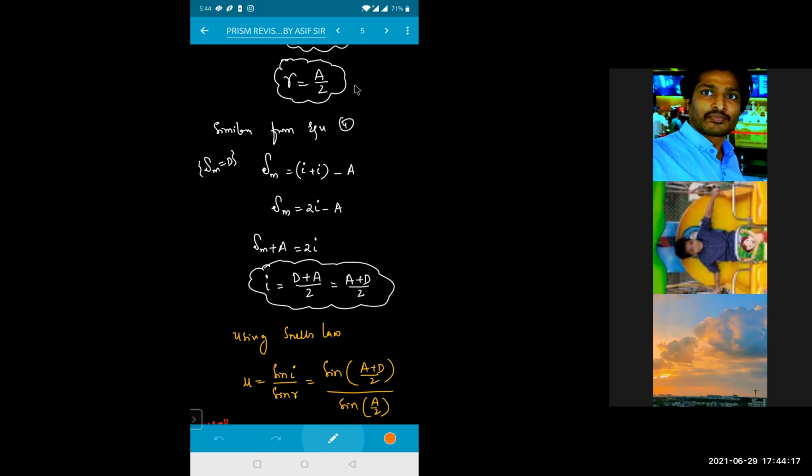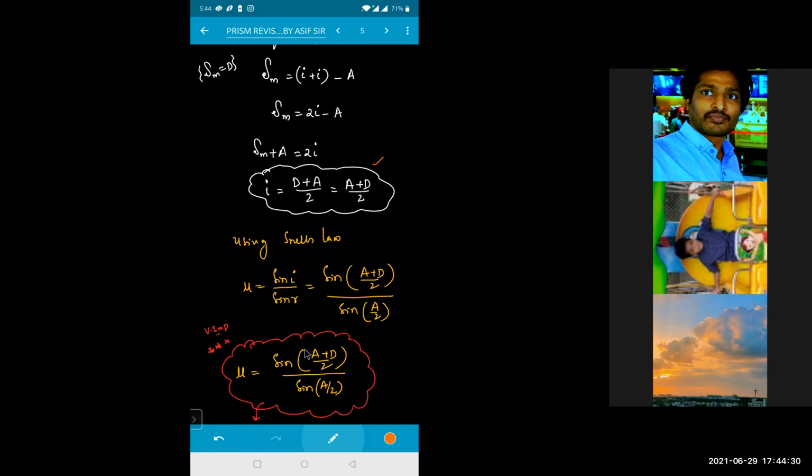R is A by 2 and I is (A plus D) by 2. So using Snell's law, mu is equal to sin I by sin R. I value is (A plus D) by 2, divided by sine of A by 2. Clear? This formula is known as the prism formula: mu is equal to sine of (A plus D) by 2 divided by sine of A by 2.